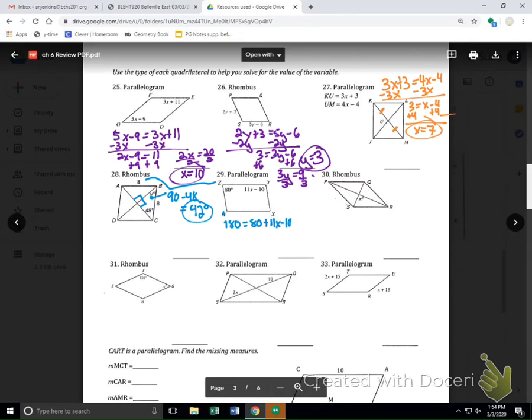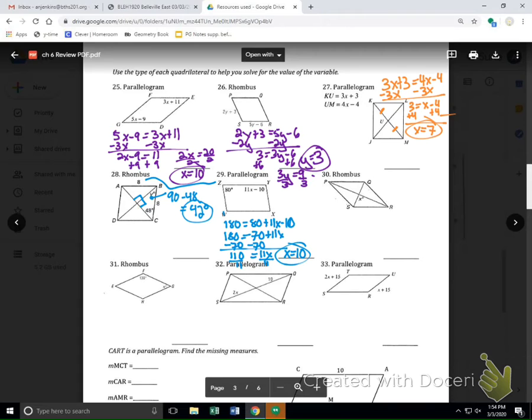180 equals 70 plus 11x. Subtract our 70 from both sides. We get 110 equals 11x. Divide by 11, and x equals 10.